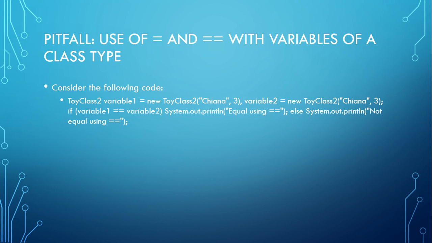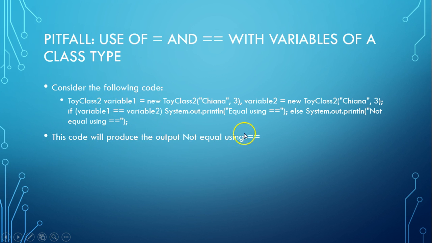Consider the following code. ToyClass2 variable1 = new ToyClass2("Jana", 3); ToyClass2 variable2 = new ToyClass2("Jana", 3); if (variable1 == variable2) System.out.println("Equal"); else System.out.println("Not equal using =="). I think I forgot to put some breaks in here. It's a little bit of a convoluted piece, but you can see in here we are testing things using ==, and this is what you really want to look at here.